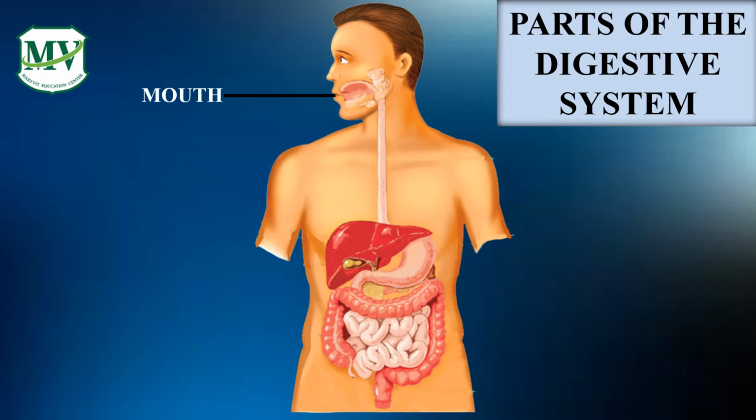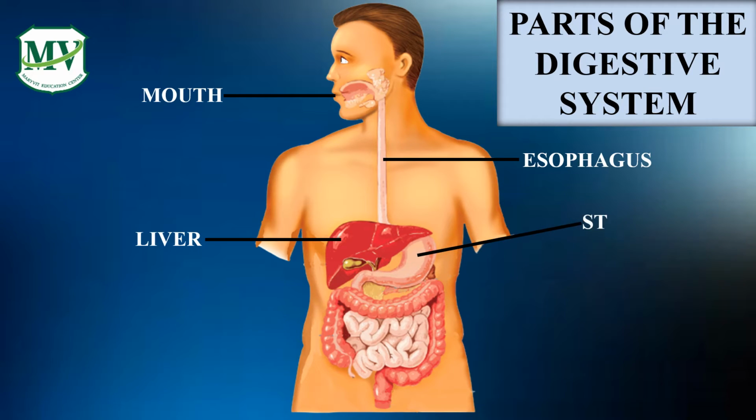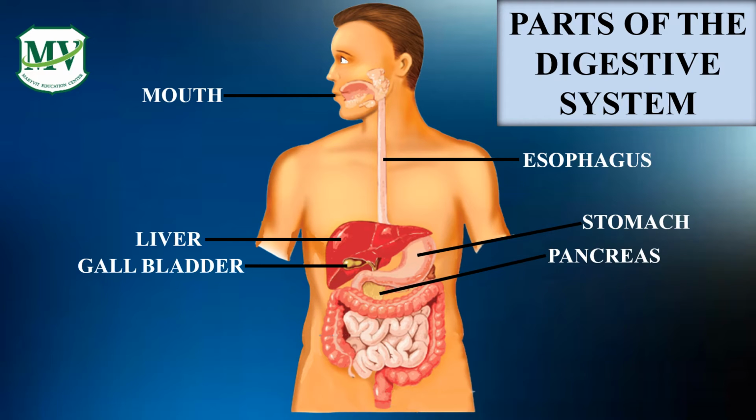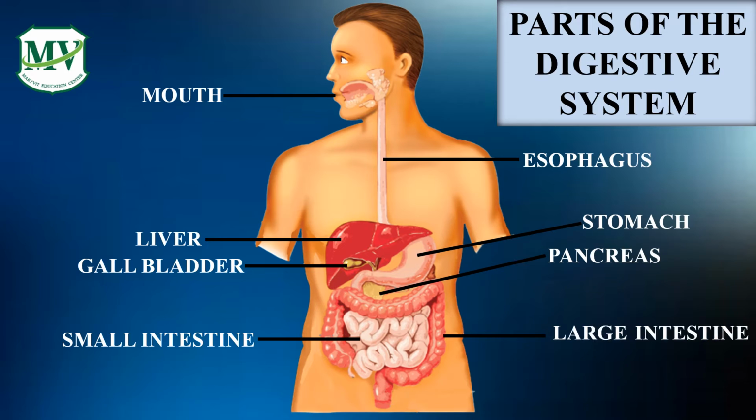First, we have the mouth. Then we have the esophagus. Then we have the liver. Another part is the stomach. Next, we have the gallbladder. Next part, the pancreas. Also, we have the small intestine. Then we have the large intestine. Next, we have the rectum. And lastly, we have the anus.